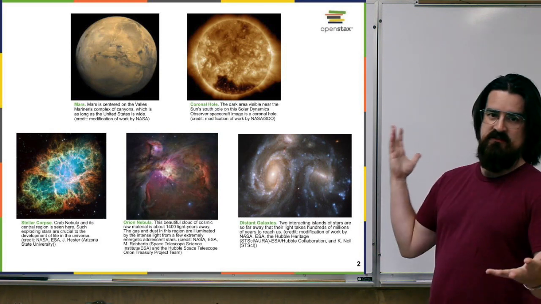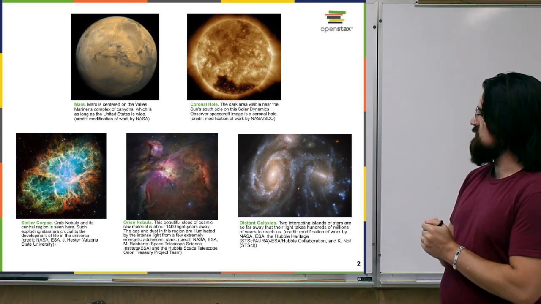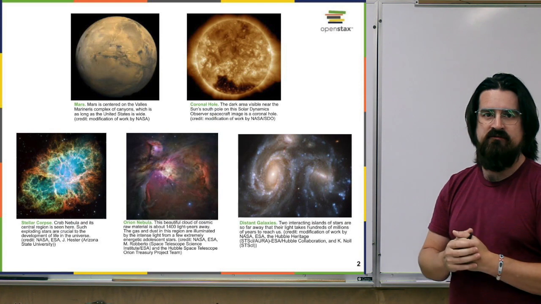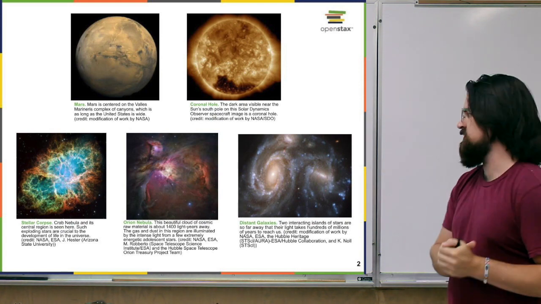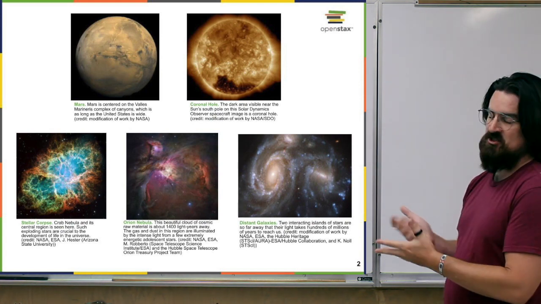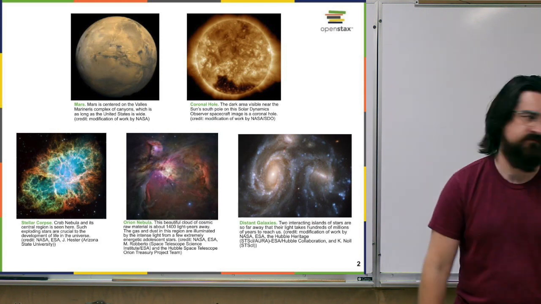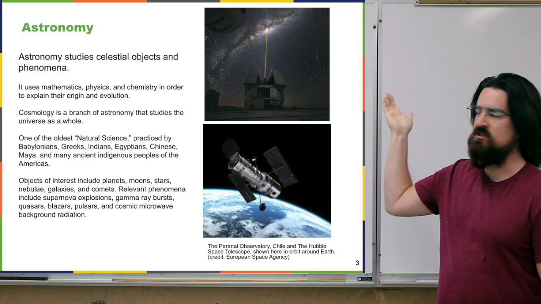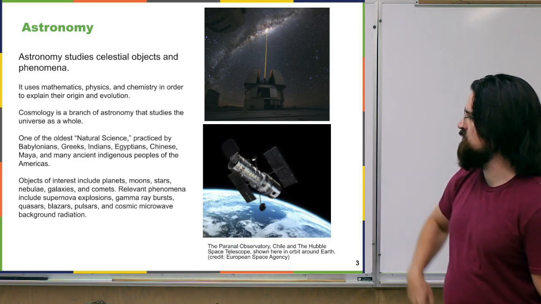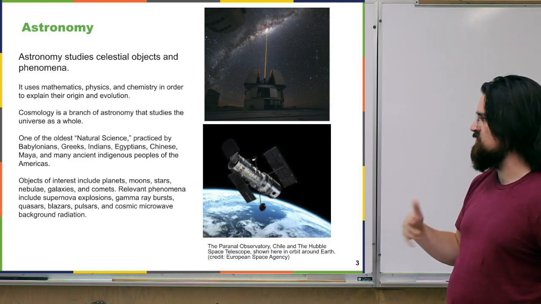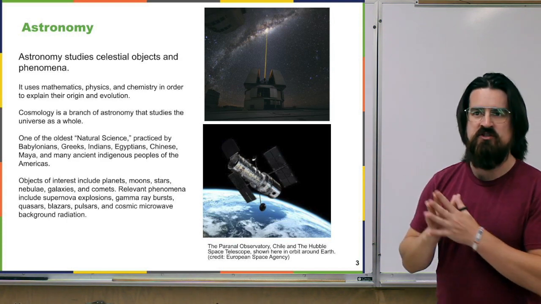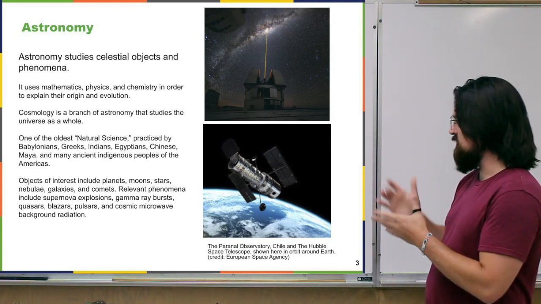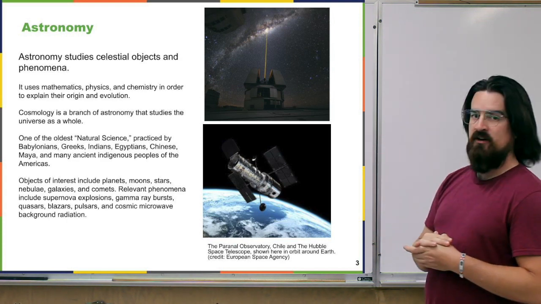These are just the kinds of things that astronomy is interested in. Basically, things that are up there in the heavens or in the celestial sphere. We'll be talking more about each of these kinds of things throughout the course. One way of stating what astronomy does is that it studies celestial objects and phenomena. We use mathematics, physics, and chemistry to understand and explain the sorts of things that are happening not on Earth.